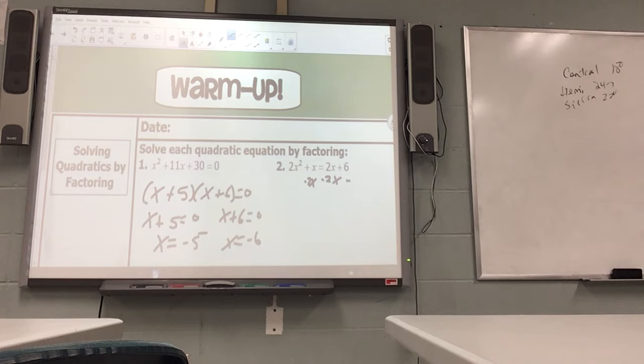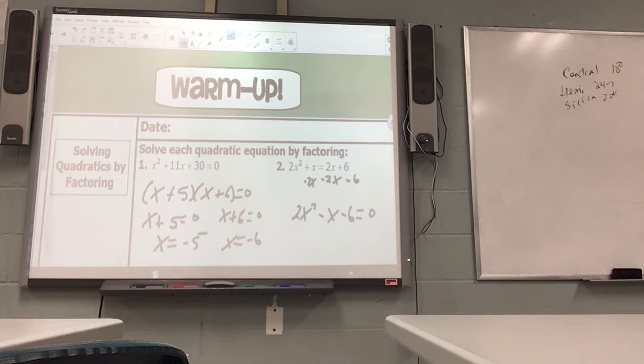Also gotta subtract 6, there's nothing to subtract it from over there, so it's just gonna get stuck on the end. So I'm gonna have 2x squared, x minus 2x is negative x, and then there's my minus 6 stuck on the end. Okay, so then when you do your a times c here, this time our a is not 1, so it's gonna take a little bit longer.